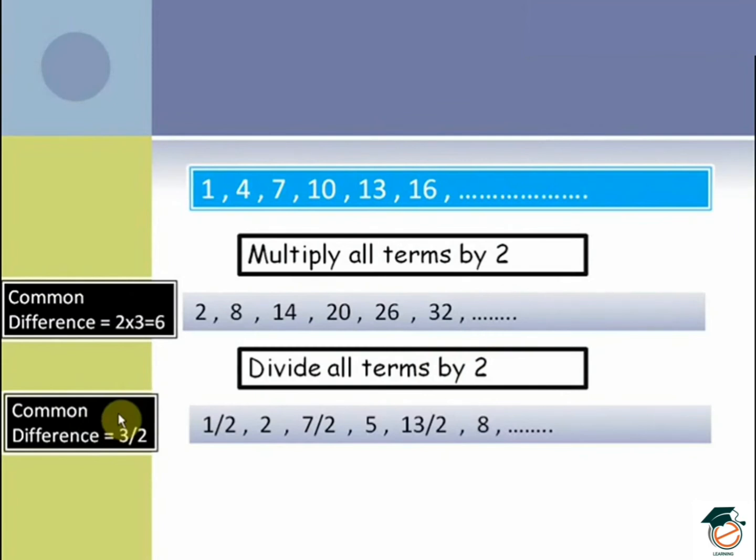Thus, we can say that if we multiply all the terms of an AP by a number k, then the common difference becomes k times d. And if we divide all the terms by k, then the common difference of the new sequence becomes d by k, where d is the common difference of the original AP.